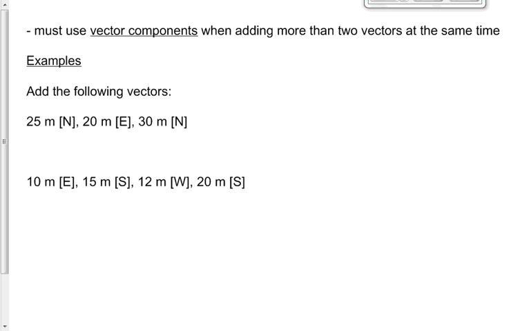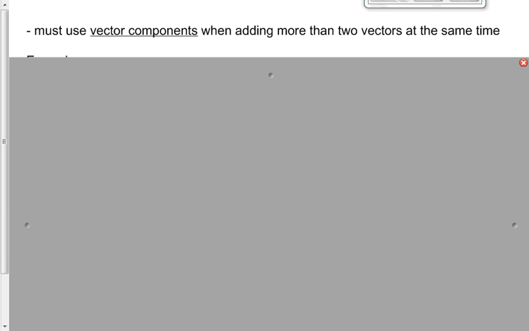Well, what happens if we have three vectors? 3 plus 4 plus 1 equals 8 if we're adding scalars. But what's 3 plus 4 plus 1 equal if we're adding vectors? Well, in order to do this, we have to use what we call vector components. I'm going to show you how to use vector components with a couple examples here, and then we'll wrap it up for the day.